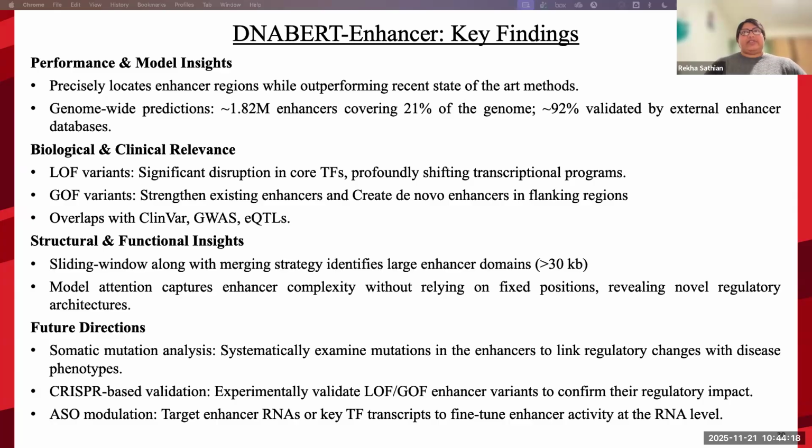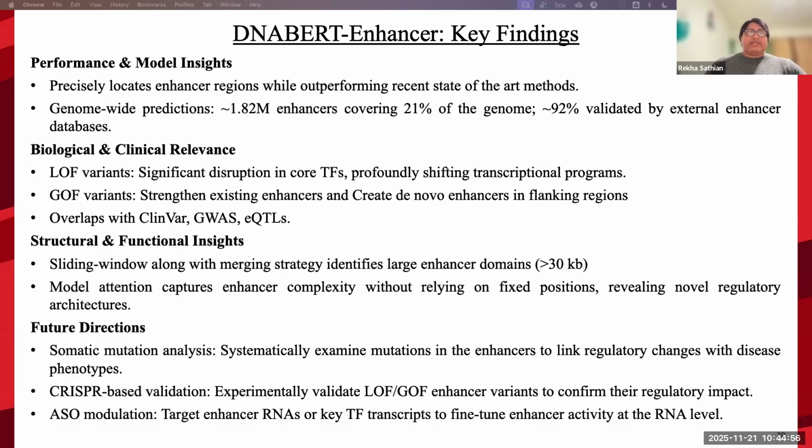In order to validate the robustness of our method, we applied the best model, that is the 350 model, to the human genome for genome-wide enhancer prediction, and we identified approximately 1.82 million enhancers covering 21% of the genome. While validating the prediction with external databases, we found that 92% are validated by enhancers present in the high confidence databases or even in databases which have prediction results.